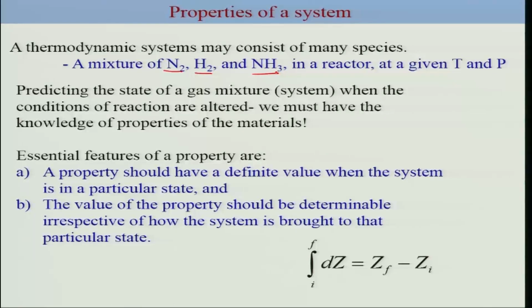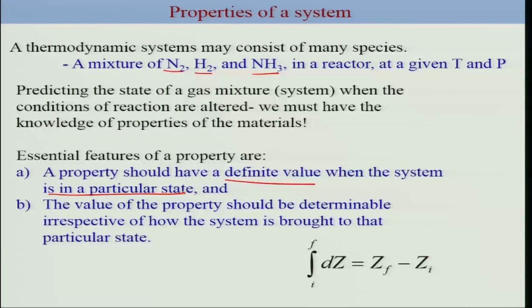So the essential feature of a property would be that it should have a definite value when the system is in a particular state. Again, as I said, properties such as odorless or tasteless are not useful in the thermodynamic analysis. You have to choose properties which have a certain value which is related to the energy or change in energy. So a property should have a definite value when a system reaches a specific state, and the value of the property should be determined irrespective of how that particular state was achieved. So it doesn't matter how the state was achieved, the property should depend on the final value.